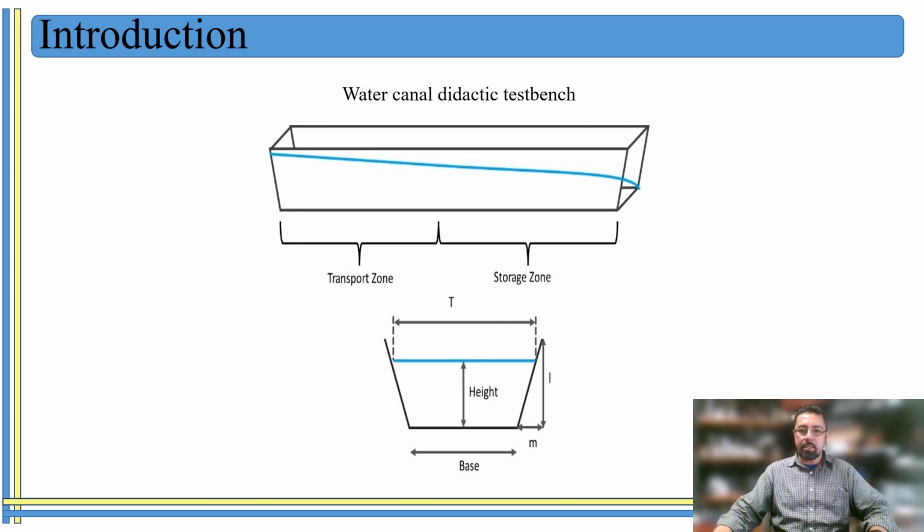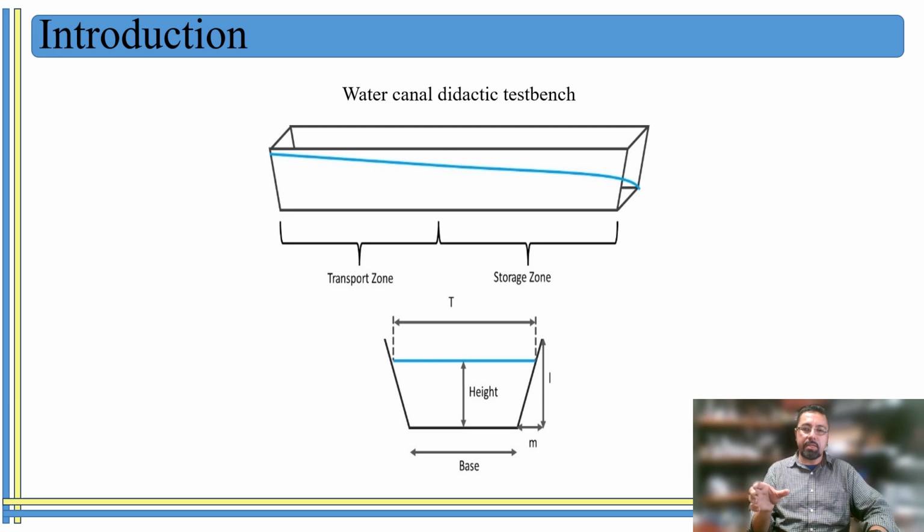Well, in a water canal didactic test bench, students can analyze and verify some phenomena like sediment tracks, waves, even they can check water flow through the canal. For example, in this picture, we have to understand that a water canal is formed by a part that is called the transport zone and the storage zone, where students can notice when the drags are being moved from one side to another.